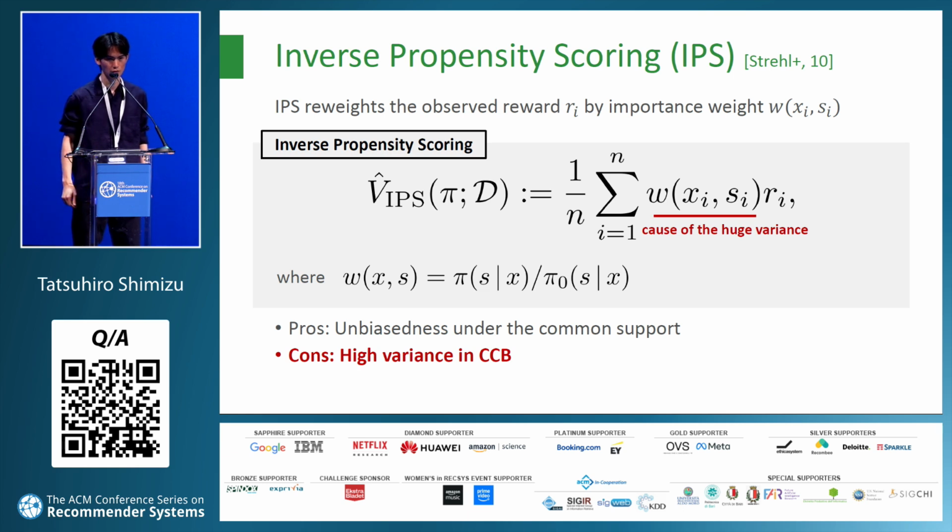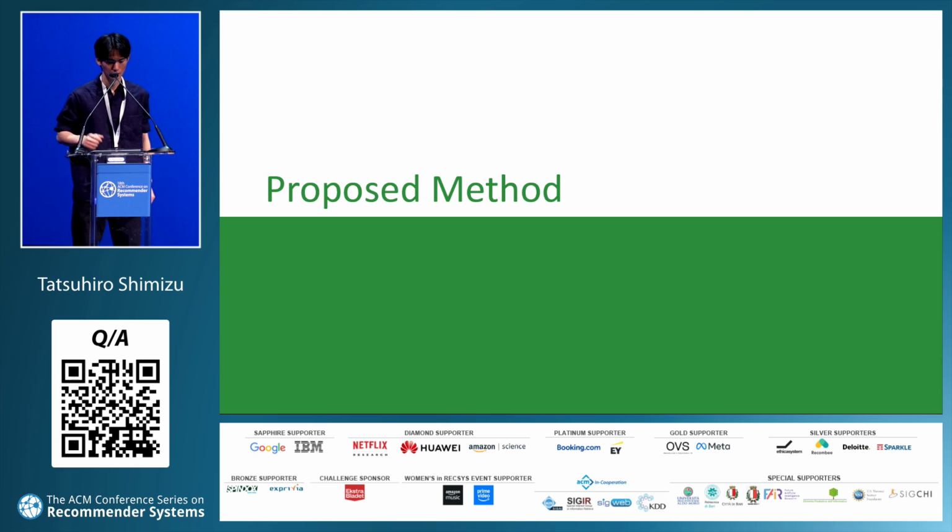In contrast to the model-based approach like DM, inverse propensity scoring, IPS, is a model-free approach that does not rely on a model. It weights the observed reward by the importance weight, which is the ratio between the propensity score of an evaluation policy and the logging policy. The great thing about IPS is that it is unbiased under the common support. However, when applied to CCB, to ensure this common support assumption, it incurs significant variance because of the variance from the importance weight, defined on a huge set of combinations of actions.